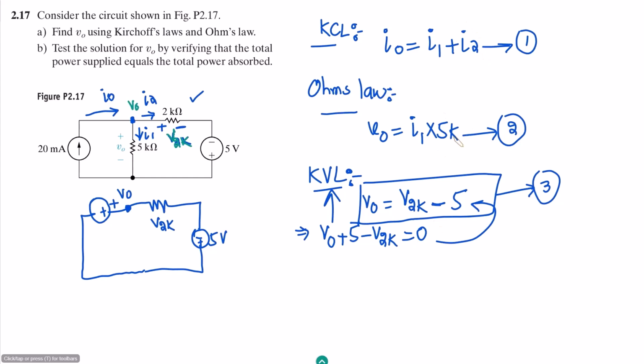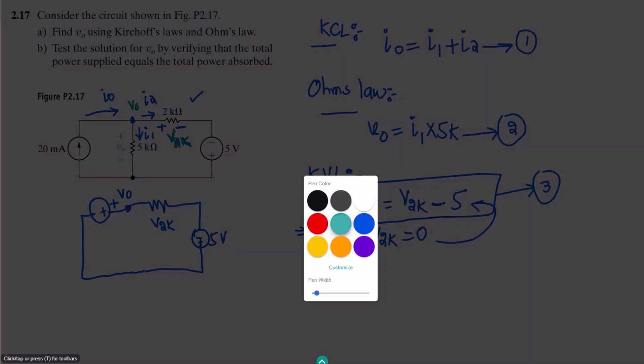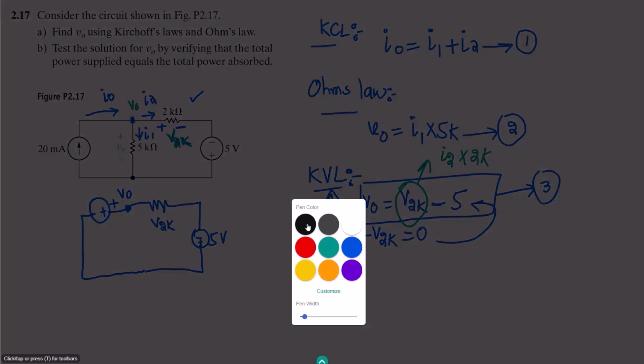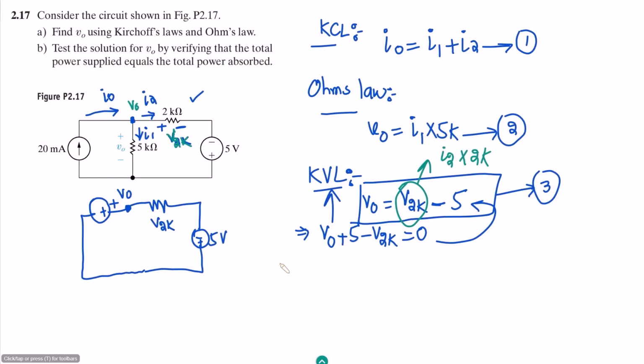So now we have 3 equations, 1, 2 and 3. In this equation the value of V2K is what? Here this is I2, and I2 is moving through this resistor and giving us the voltage. So the value of V2K is I2 multiplied by 2K. Now the value of V naught here, let me solve it.